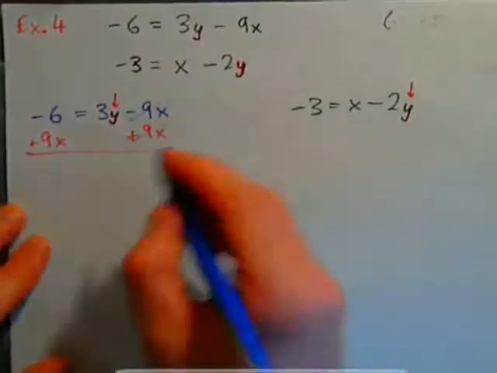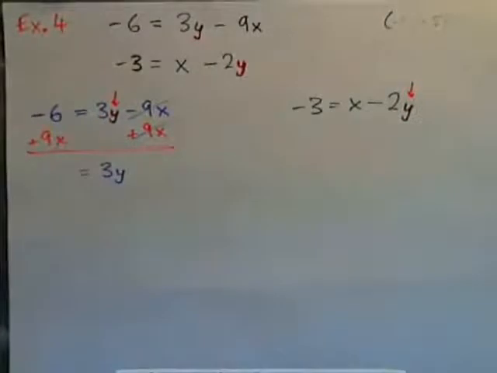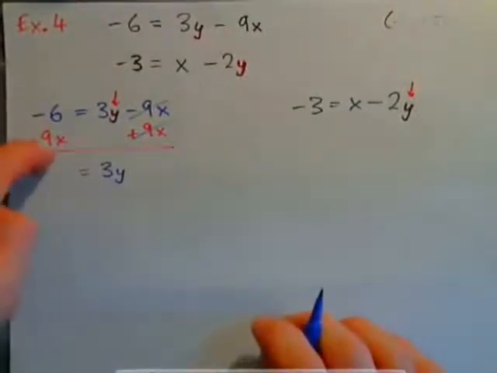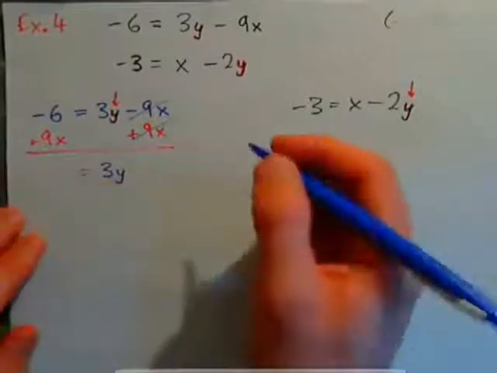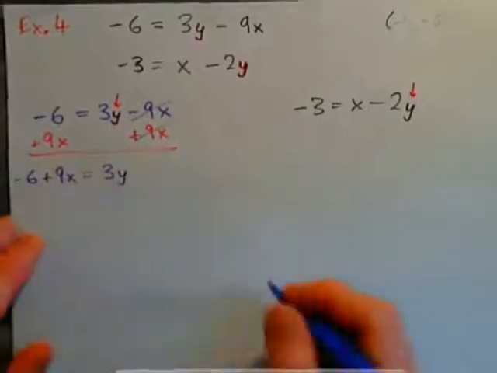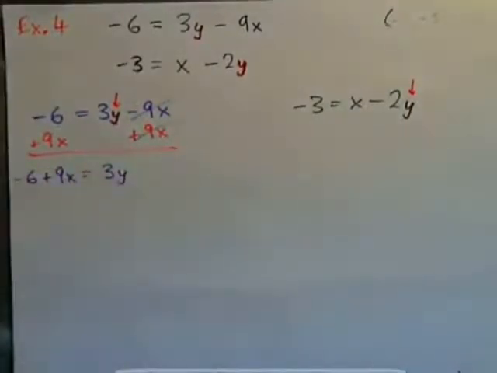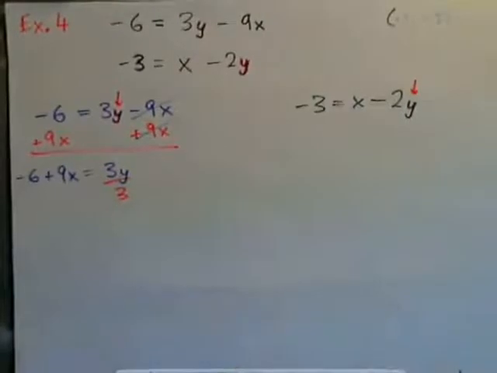So we have 0 here, so on the right-hand side I have 3y. Now, on the left-hand side I have negative 6 plus 9x. You can write that if you like, it might be less confusing. But in any case, negative 6 plus 9x, right? Now, y has been multiplied by 3. How do I undo multiplying by 3? Divide by 3, don't I? And I need to divide everything by 3.